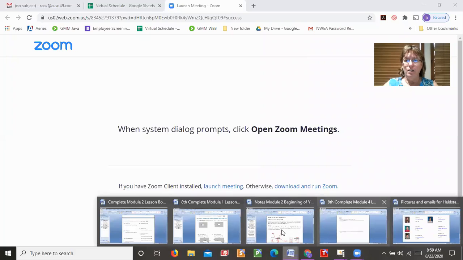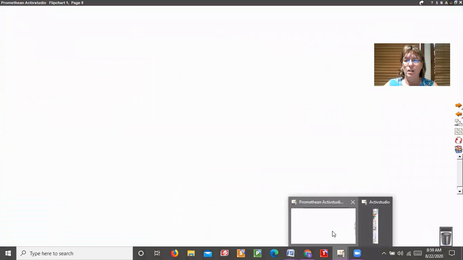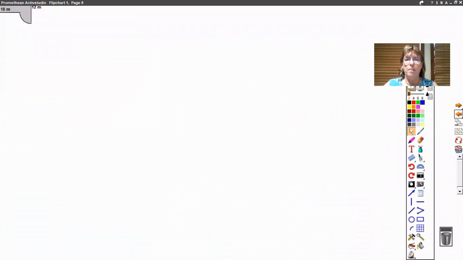Hi, so we are ready for Tuesday, beginning of the year review day 5. This one is all about taking the area of shapes and looking a little deeper at that. Okay, I'm going to share my screen. And this is where we are. It's beginning of the year review day 5. This is area of complex shapes, surface area, and lateral surface area. So you can see that this is the stuff that you hated from last year, and it is back.